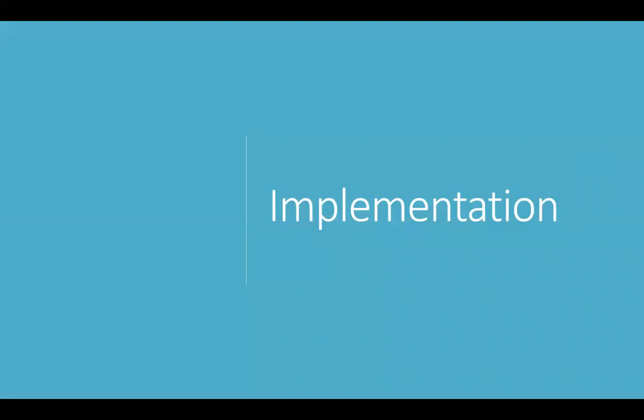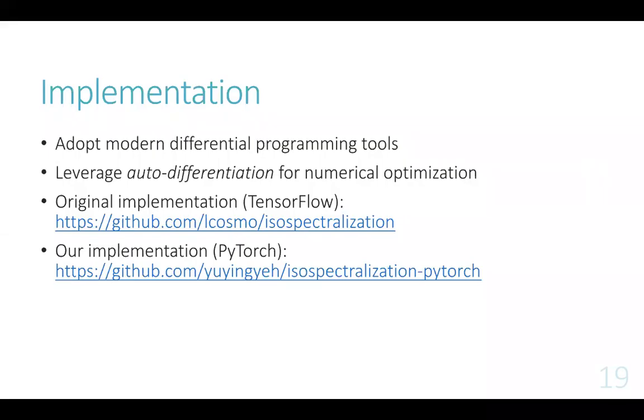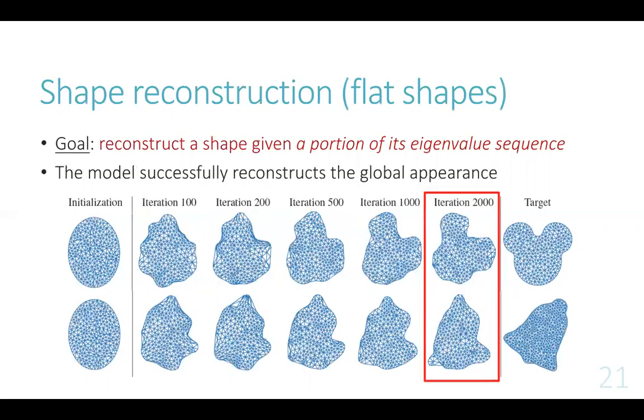Okay, so in the following slides, I'm going to talk about the implementation details and the experimental results we have done. We use modern auto differentiation APIs for numerical optimization. In particular, the authors have provided their implementation using TensorFlow, and the first thing we have done is to implement the algorithm using PyTorch. Then we will show many experimental results on shape reconstruction using our code.